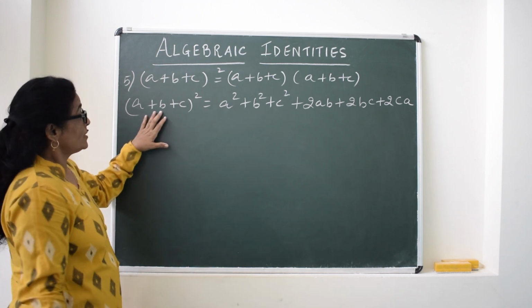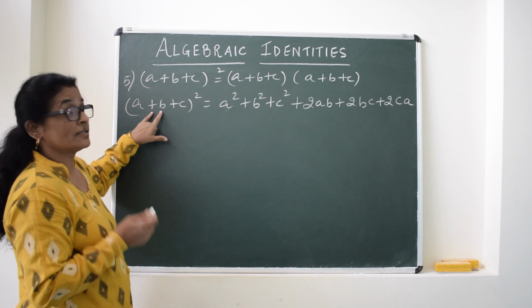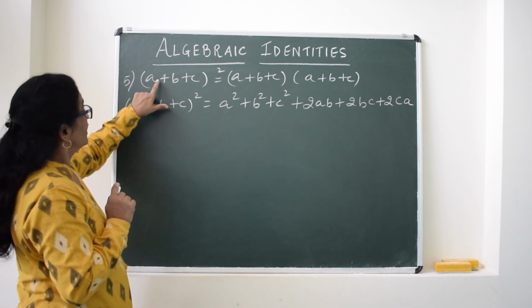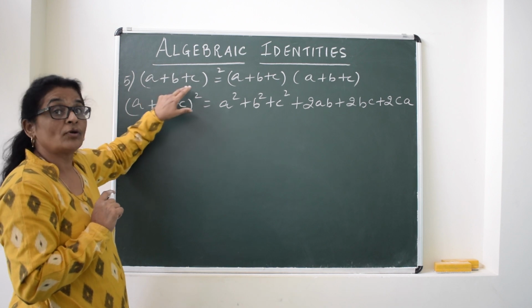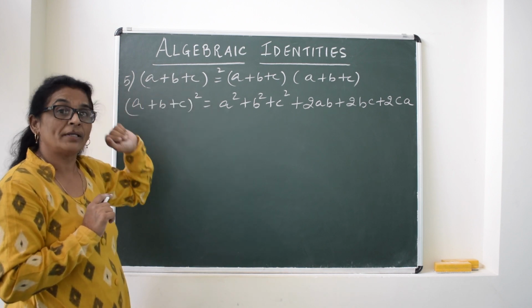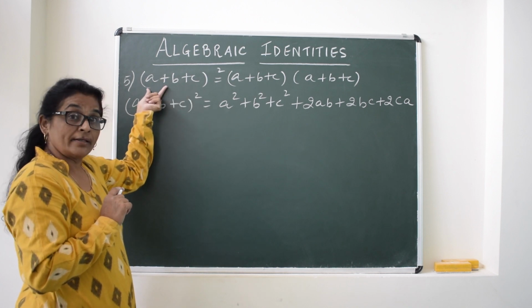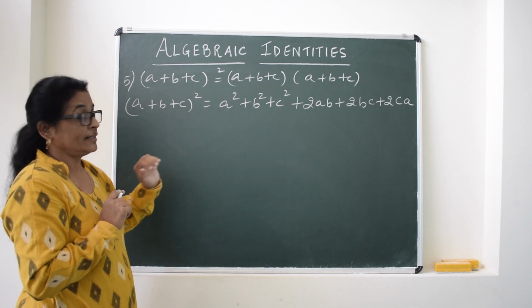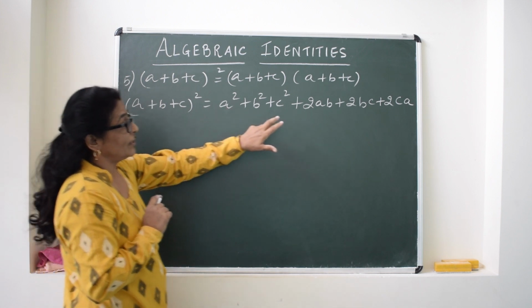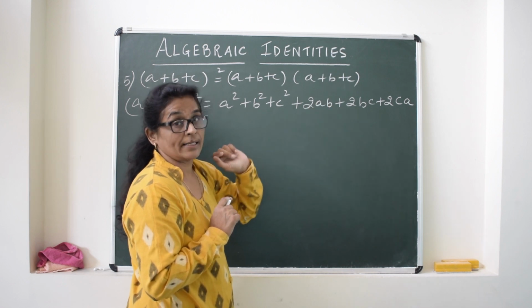Now, in this also there is variety. Means what? We can change the signs. Means only a is negative, or only b is negative, or only c is negative, or in the combinations b and c are negative, a and b are negative, or a and c are negative. In that case, wherever a, b and c are falling, we have to put minus sign.